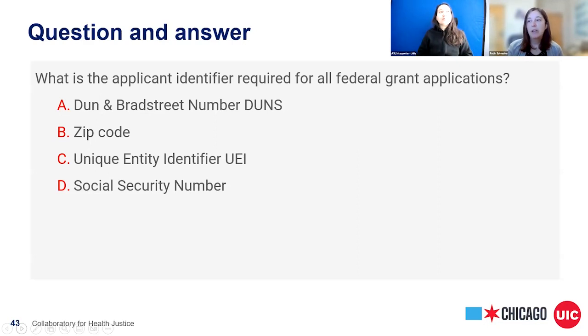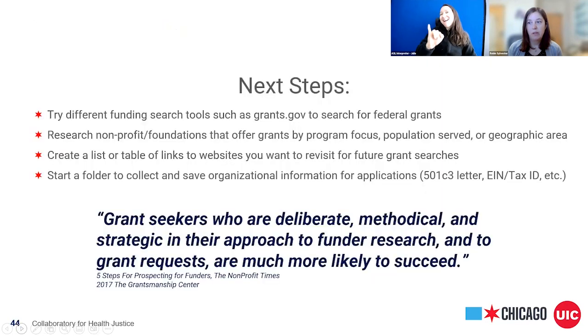So what is the applicant identifier required for all federal grant applications? And the answer is C. And just a reminder, it is no longer the DUNS number, it is now the UEI. Next slide.